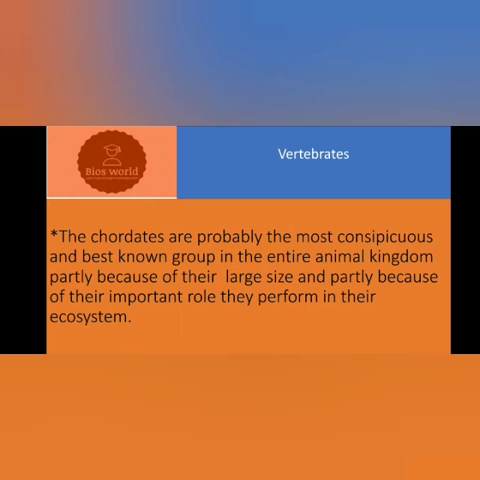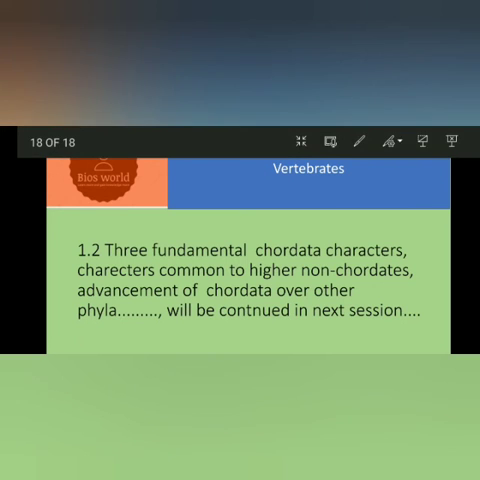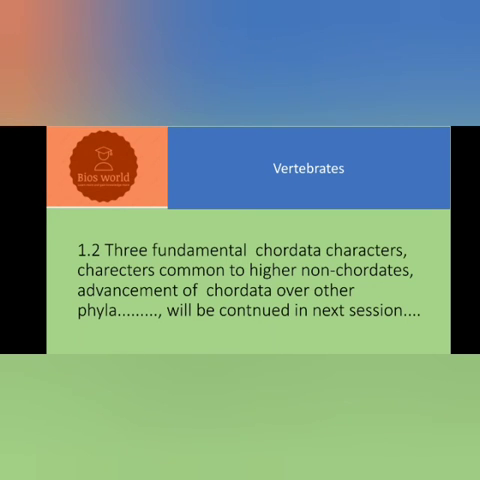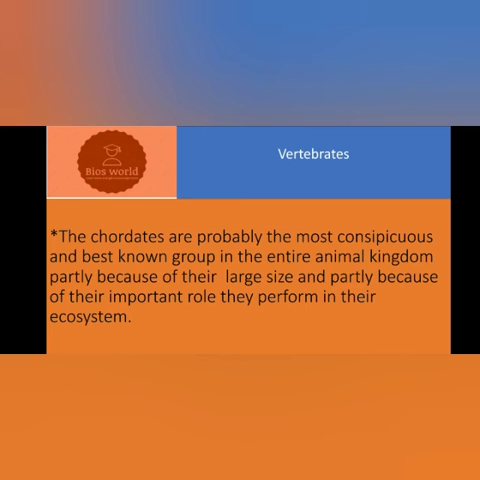The chordates are probably the most conspicuous, best known group in the entire animal kingdom. They are conscious animals, more aware of how to generate their offspring. They are prominent in the entire animal kingdom partly because of their large size and partly because of the important role they play in their ecosystem.